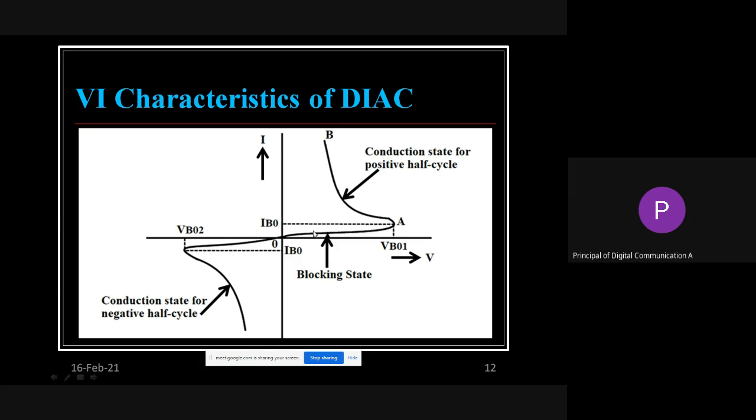So when you keep increasing the positive voltage, a limit comes, VBO1, that is the breakover voltage. When the voltage crosses that, a sudden current rise happens, which crosses this particular IBO, or it is a holding current, actually IH. If it is asked of me, I will write that. They have given the blocking current, so they have given IB. But the terminology we have studied is holding current.